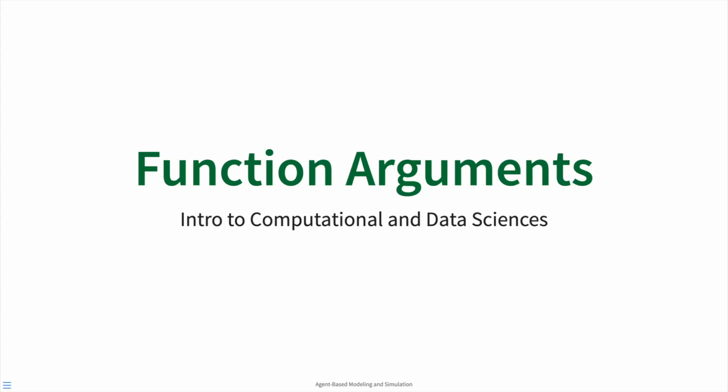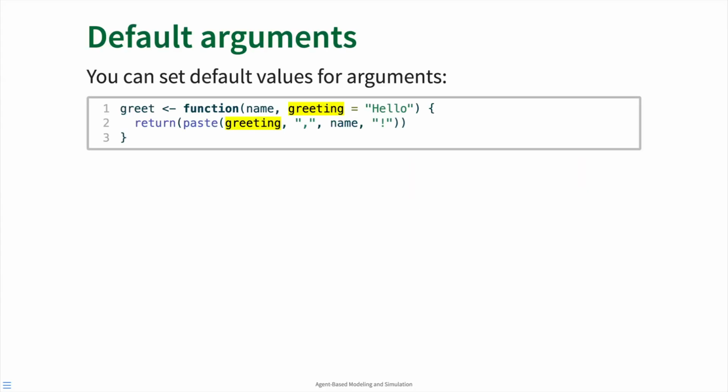In this video, we're going to take a closer look at the arguments we can supply to a function. So here's an example of a function definition. We are creating a function called greet, and this function accepts two arguments, name and greeting.